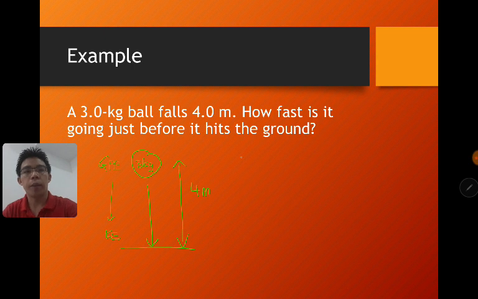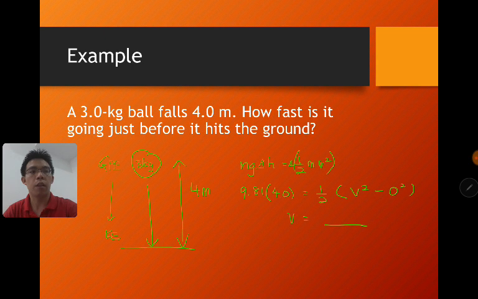Therefore, we can write that the gravitational potential energy, mgh, equals half mv squared. Basically it's the change in the half mv squared. So we have the m cancelled off, and we have 9.81, and we have the change of height, which is 4 meters, and we have the change of the v squared. V squared is the unknown minus the initial value of 0. M has cancelled off. Then you should get the v.